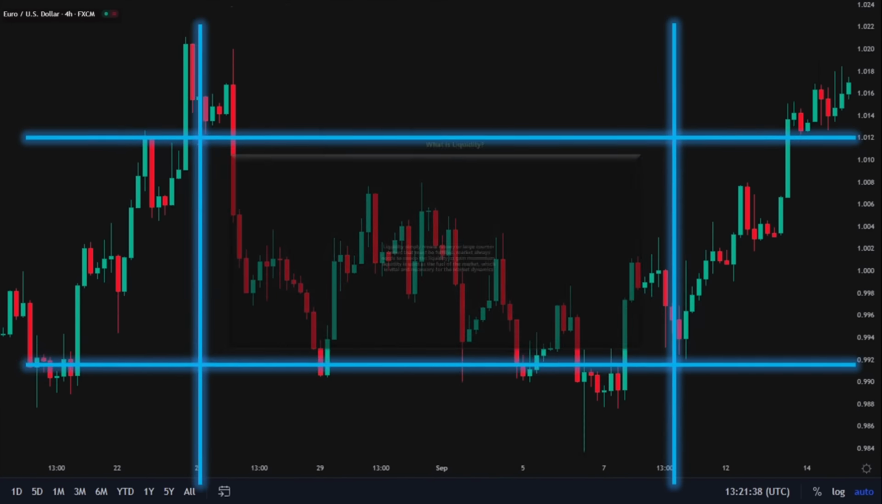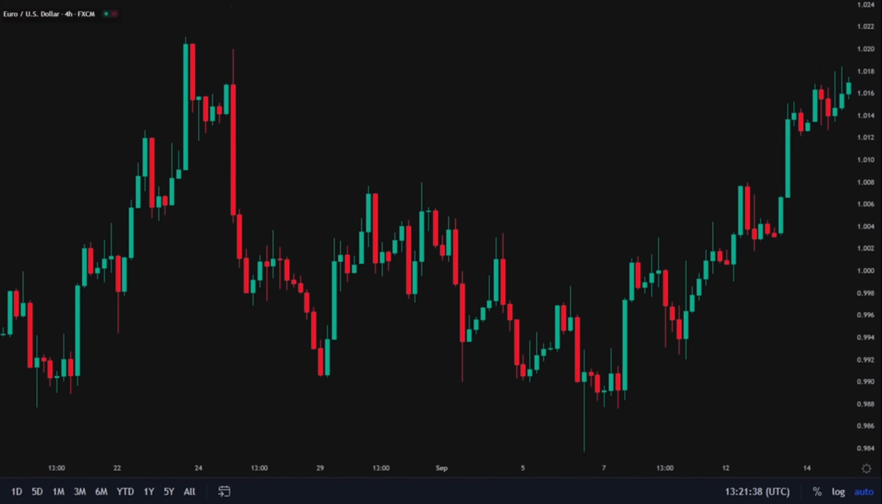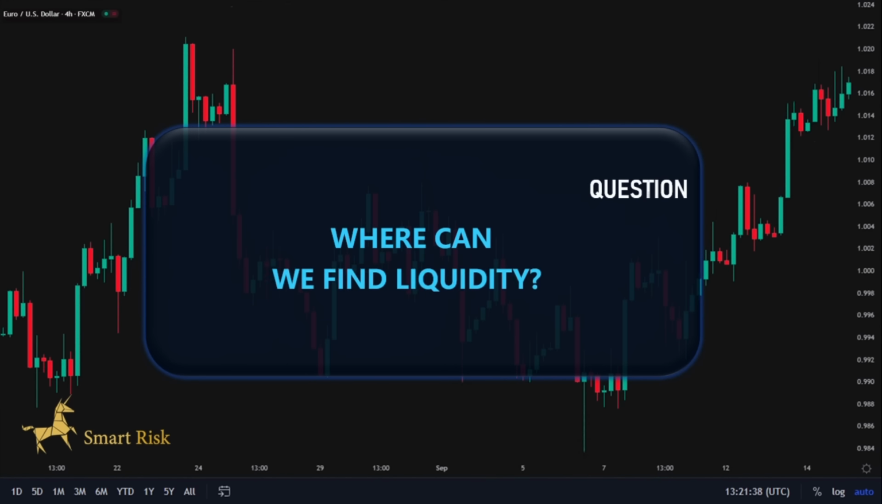What is the exact definition of liquidity? Liquidity simply means money or large counter orders that must be fulfilled. Market always needs to sweep the liquidity to gain momentum. In other words, liquidity is used as the fuel of the market, which is vital and necessary for the market dynamics. So, where can we find the liquidity?